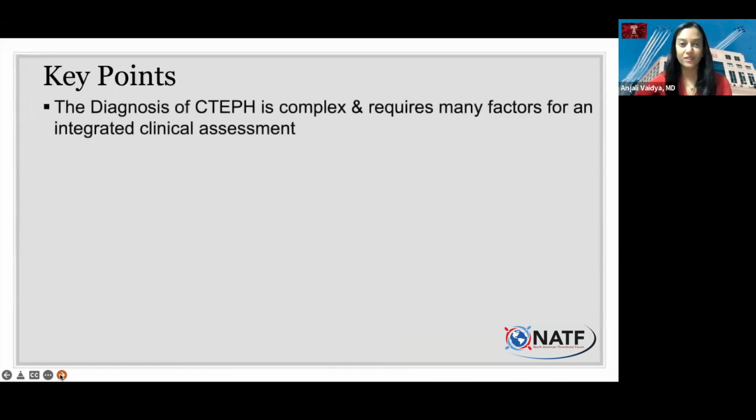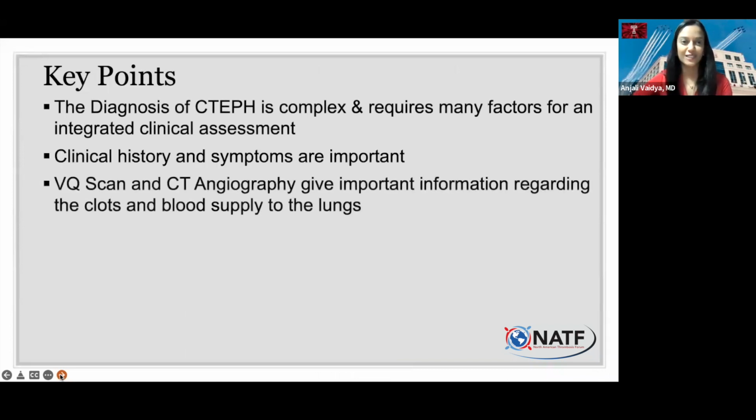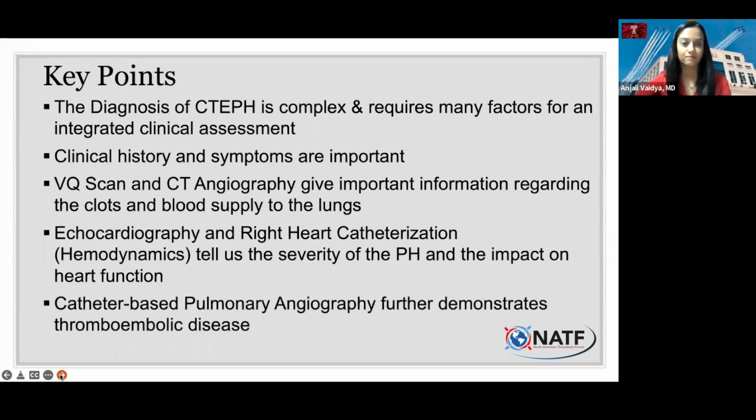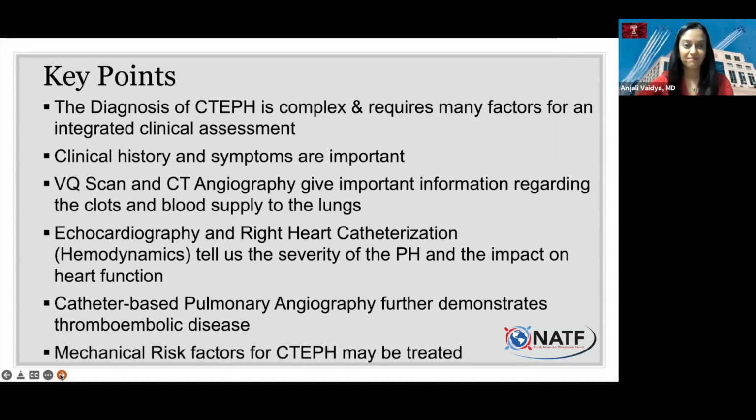We'll just summarize here with some key points. As you can notice, the diagnosis of CTEPH is quite complex and it requires many factors for an integrated clinical assessment. The clinical history and symptoms are very important in the diagnosis. We mentioned the VQ and CT angiography, really important to tell us about the clots and the blood supply to the lungs. The echo and the right heart cath tell us about the severity of pulmonary hypertension and the impact on the heart. And the catheter-based pulmonary angiography can further demonstrate thromboembolic disease. So I think we'll stop there and open it up to any questions.